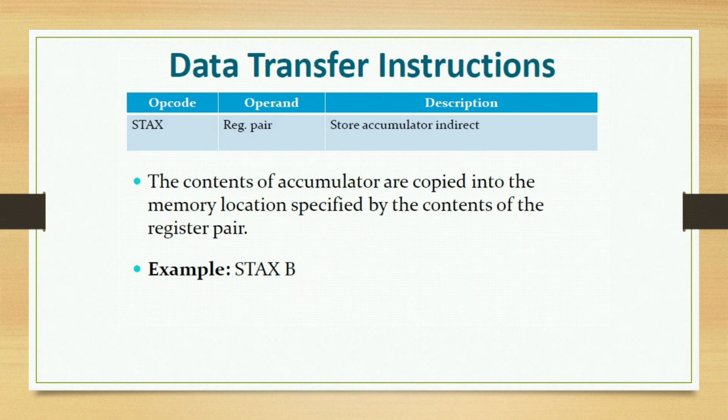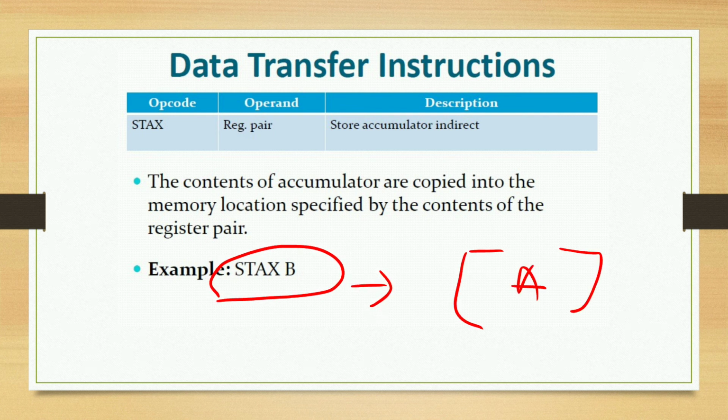STAX register pair, store accumulator indirectly. The content of the accumulator is stored in the memory location whose address is in the register pair. Consider an example, STAX B will store the content of the accumulator in the memory location whose address is in the BC register pair. B means the BC register pair.